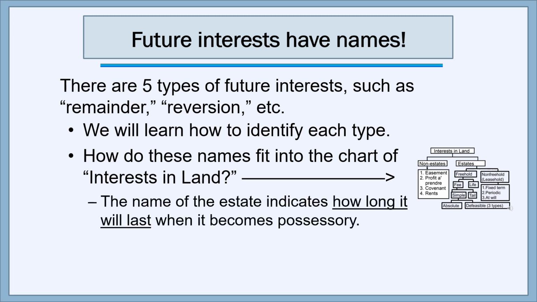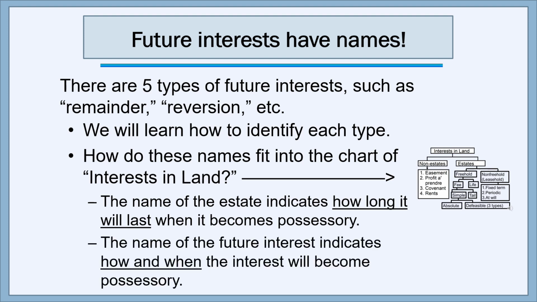The chart of interests in land deals with the name of the estate, and the name of each estate indicates how long it will last when it becomes possessory. The fee simple absolute, the fee tail, the life estate, the non-freehold estates, all of those indicate duration. They indicate how long an estate will last. But the name of the future interest doesn't indicate how long it will last. It indicates how and when the future interest will become possessory.